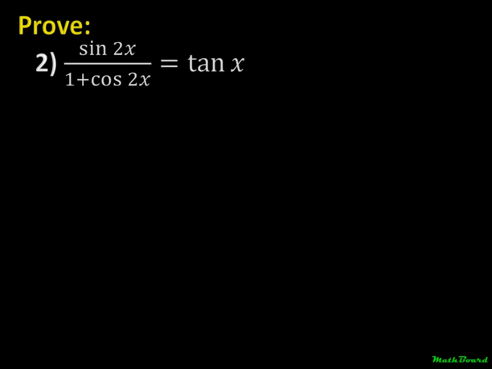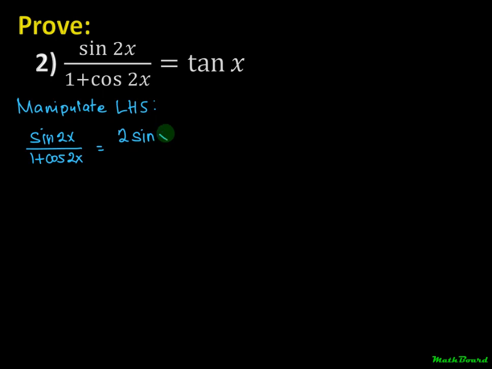Last one, how about sine 2x divided by 1 plus cosine 2x equals tangent x? So we're going to manipulate still the left hand side. So sine 2x divided by 1 plus cosine 2x. Sine 2x by the double angle identity is the same as 2 sine x cosine x.